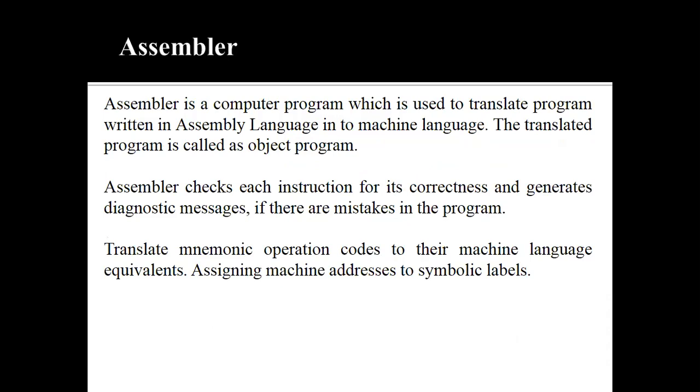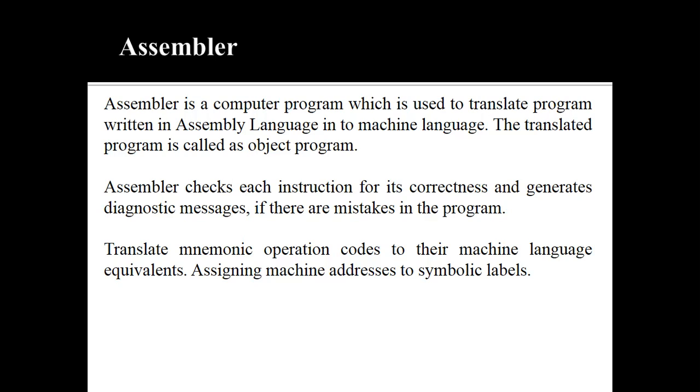Here we discuss it in more detail. An assembler is a computer program that helps translate a program written in assembly language into machine language, so the machine can easily understand it and perform a specific function. The translated program is known as the object program. Assemblers check each instruction for correctness again and again, and generate diagnostic messages if there are any bugs, errors, or mistakes in the program.